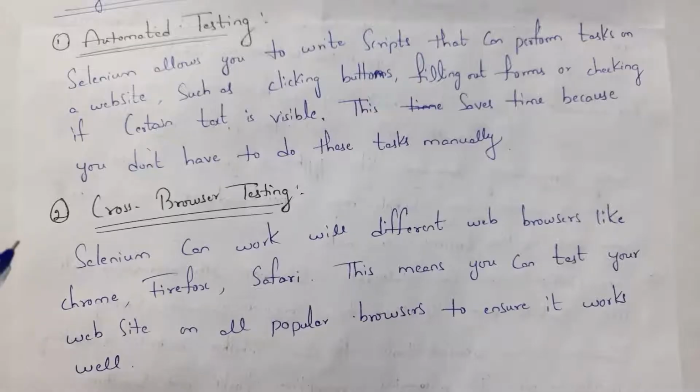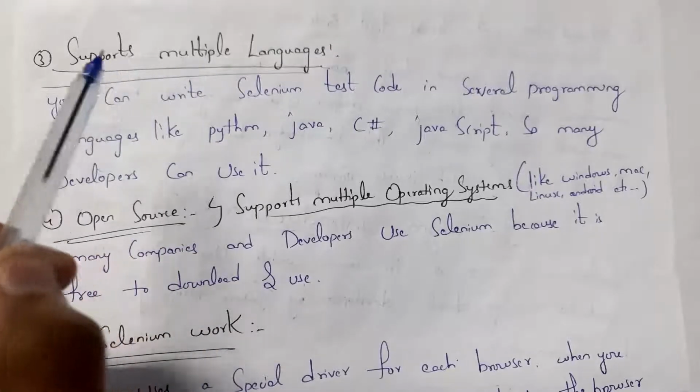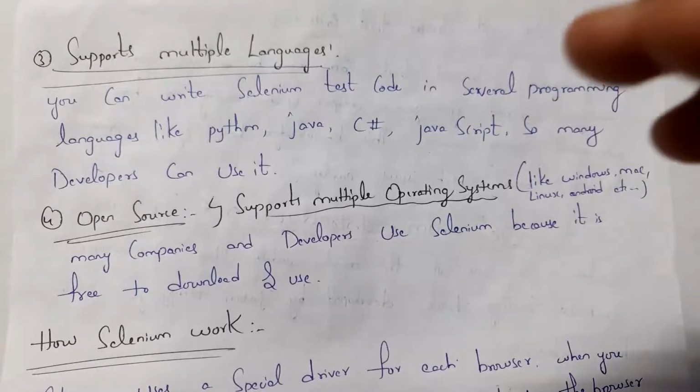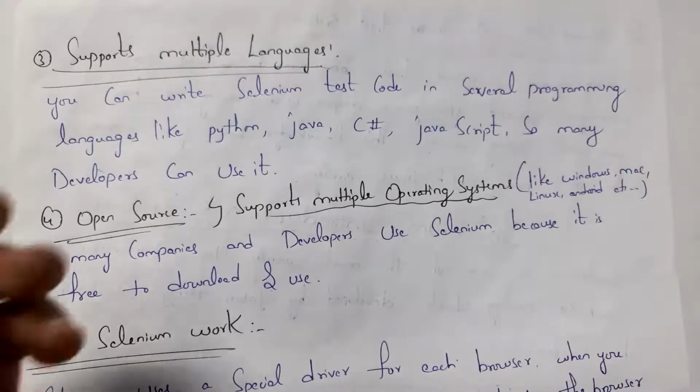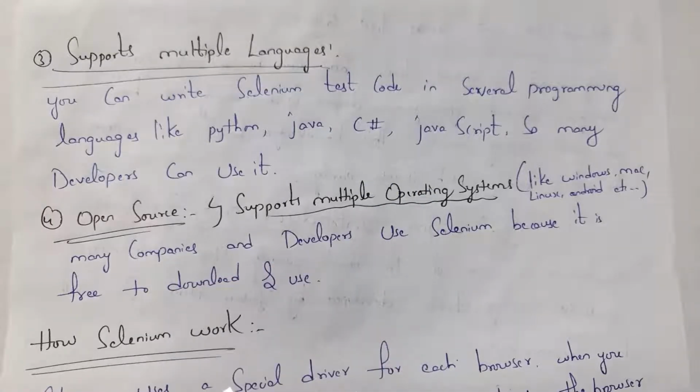And second feature of Selenium is cross-browser testing. Guys, Selenium will work in any web browsers like Firefox, Google Chrome, Safari, etc. So you can test your websites on any of these browsers. And third feature is support for multiple languages. Guys, in order to test websites, at first you need to write a script. And you can write this script in any programming language like Java, Python, C#, JavaScript, etc. So in Selenium, you can use different programming languages in order to write script. So any developer can easily use Selenium.